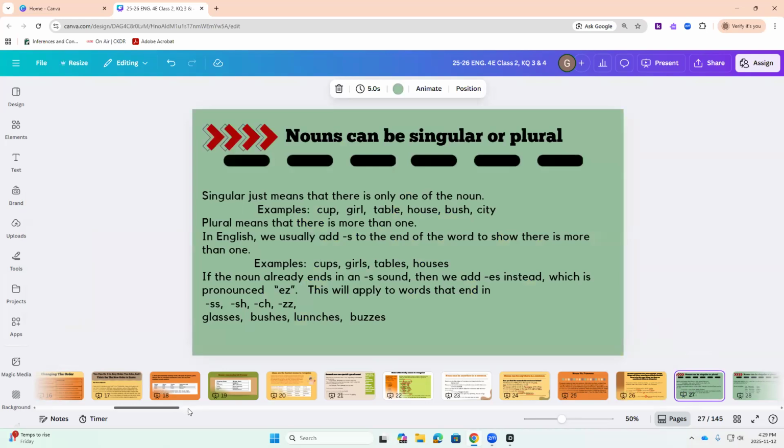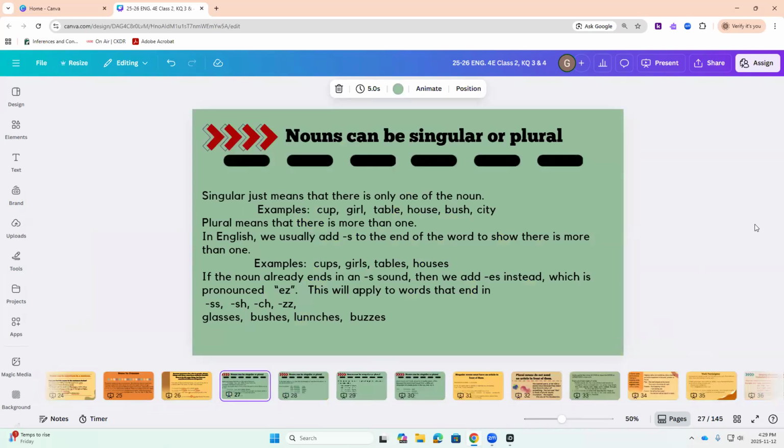Okay, the other thing to keep in mind is nouns can be singular or plural. Singular just means that there's only one of the nouns, like cup, girl, table, house, bush, or city. Plural means there's more than one: cups, girls, tables, houses, bushes, cities. In English, we normally add an S to the end of a word to show there's more than one. However, there are a few exceptions to that.